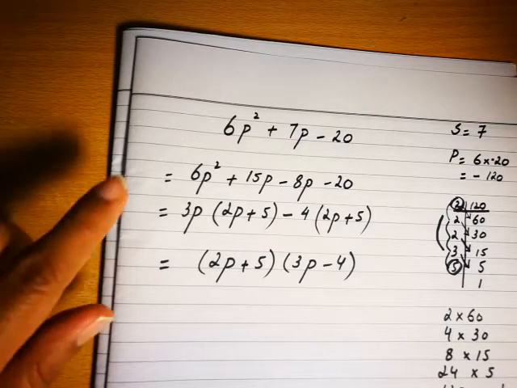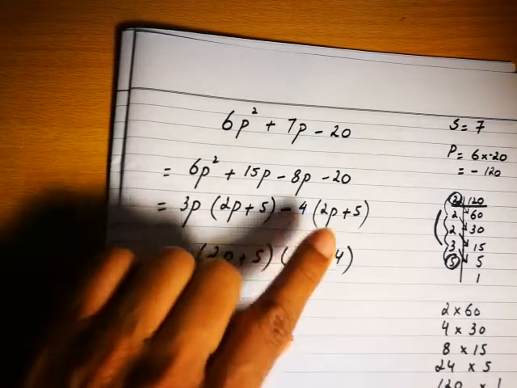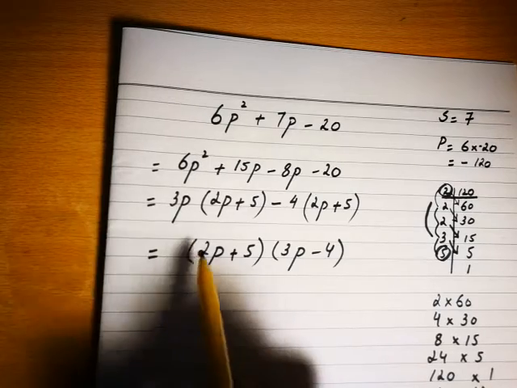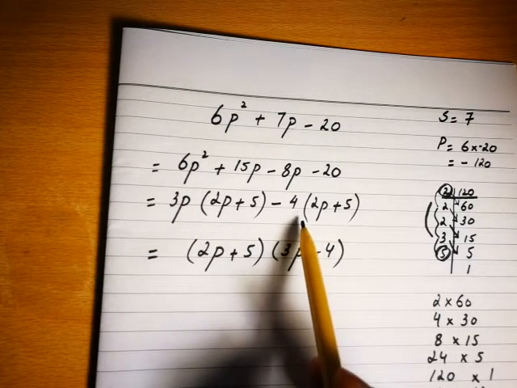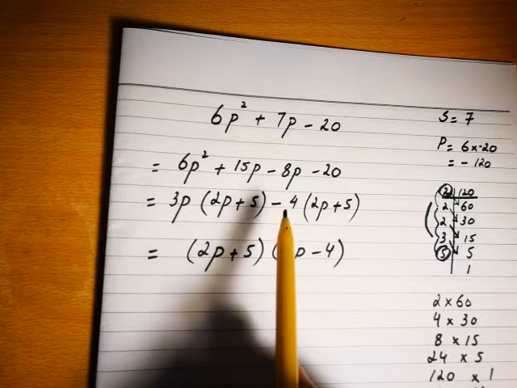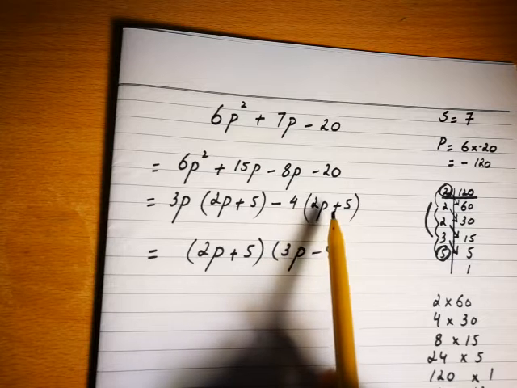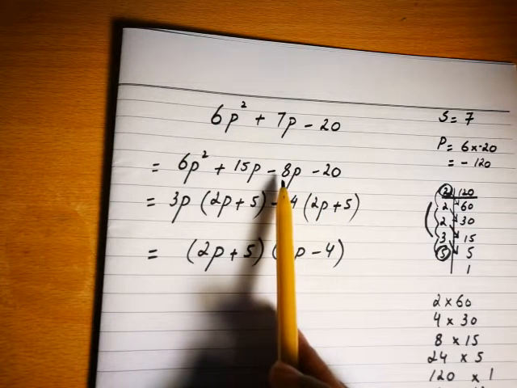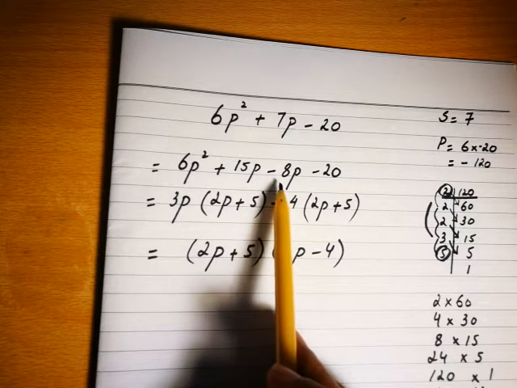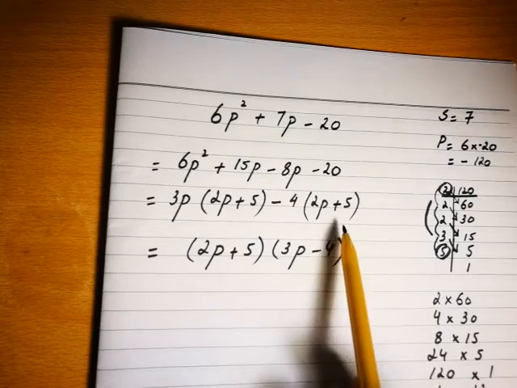So that would be 6p² plus 15p minus 8p minus 20. So I'm going to take 3p common. I'll be left with 2p plus 5, minus 4 common, 2p plus 5. Do not forget that if you're going to take negative common, that will change the signs of the inner values. If the value is positive, it will become negative. If it is negative, it will become positive. Because both values were negative, they became positive.